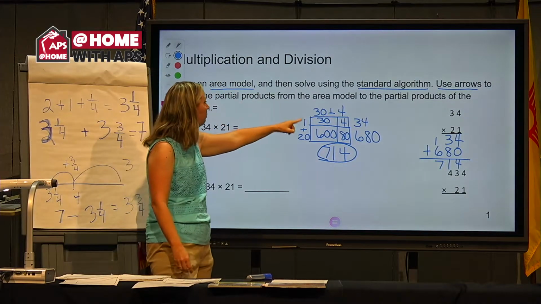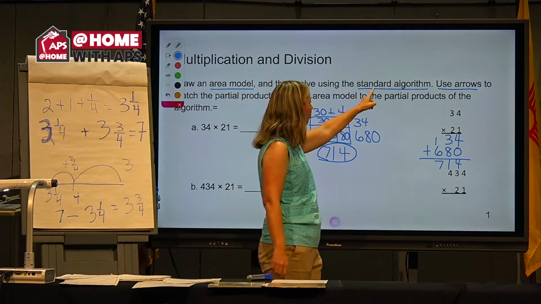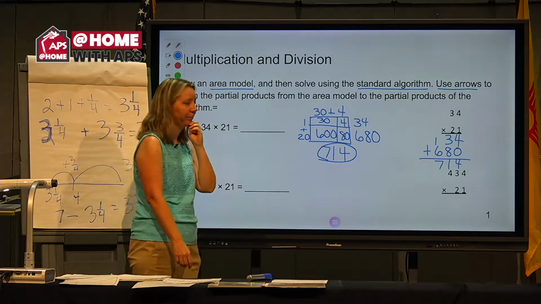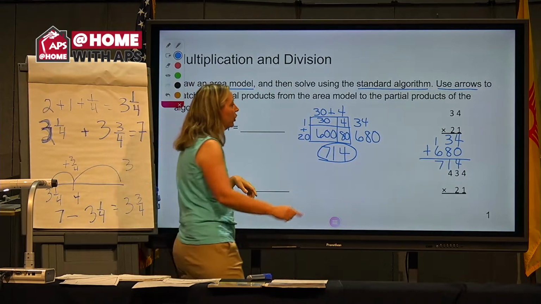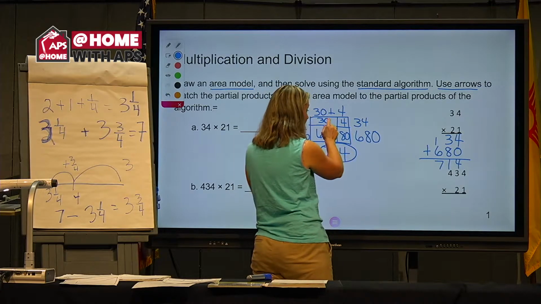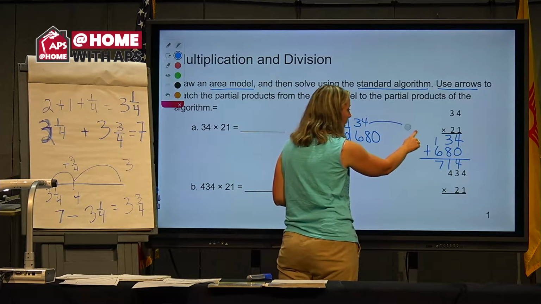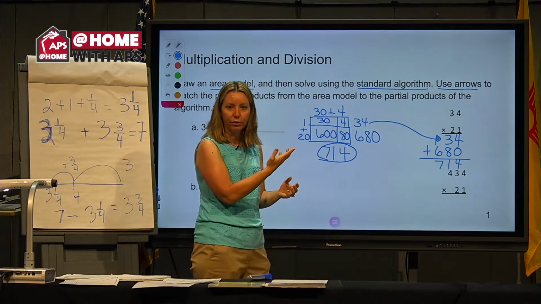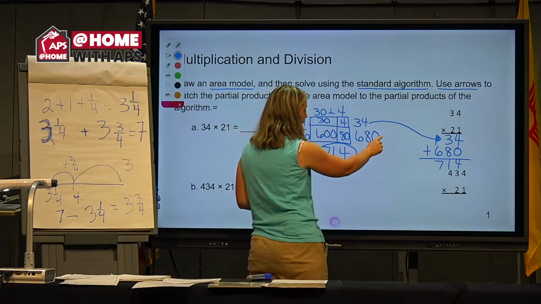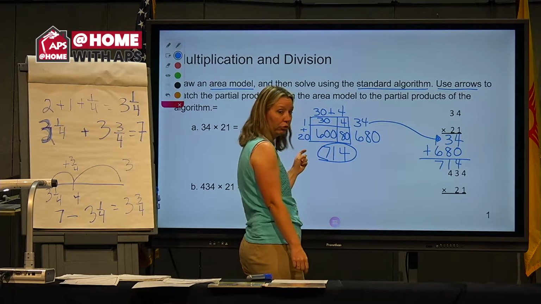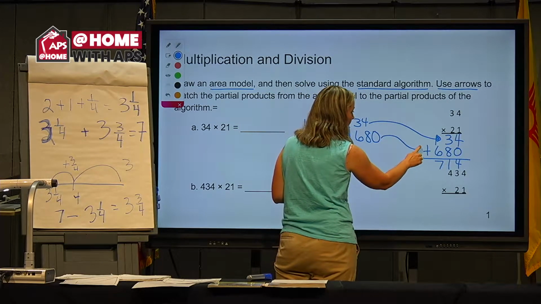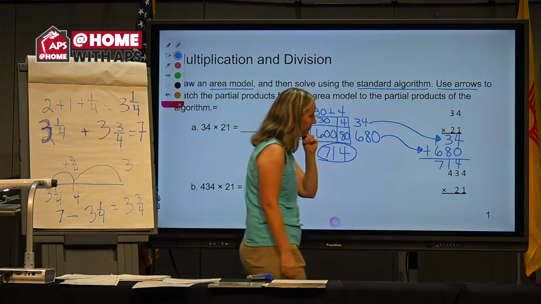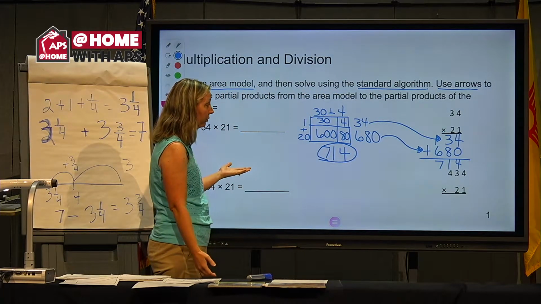Have I done everything it has asked me to do? Draw an area model? Done. Use the standard algorithm? Done. Use arrows. Oops, I forgot to do that. So what we're doing is we just show here that the 34 on the area model on the top is the same thing in the standard algorithm where I multiplied 1 by 34. The 680, where I multiplied 20 by 30 and then 20 by 4, is the same thing as the second step in the standard algorithm where I multiplied by 20 there. And I ended up getting the same answer.